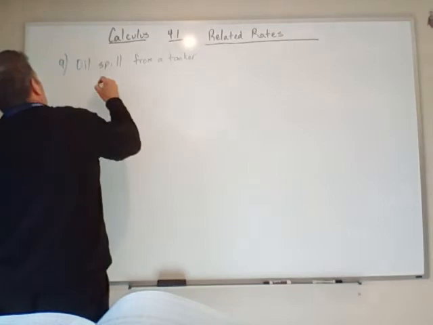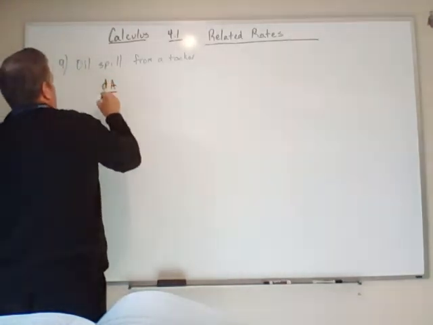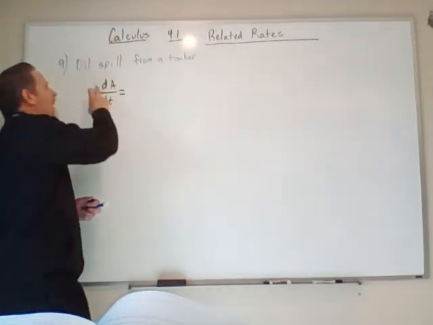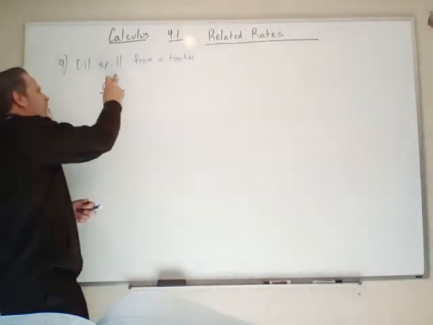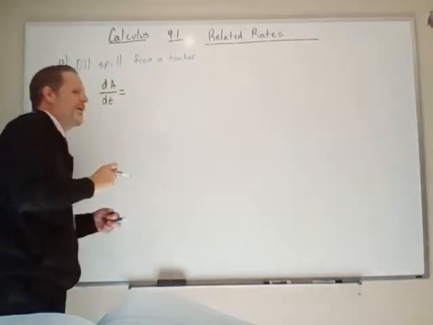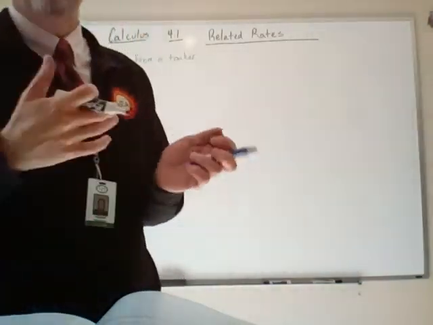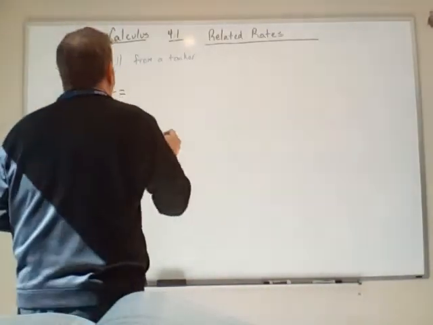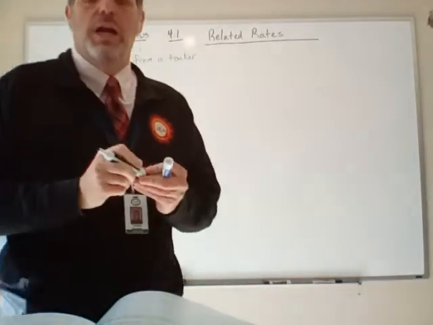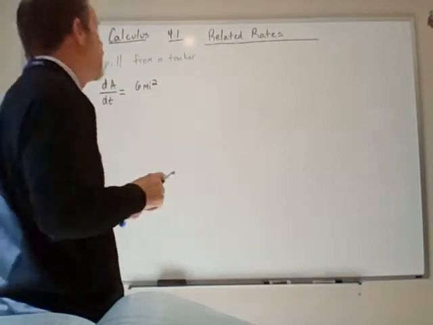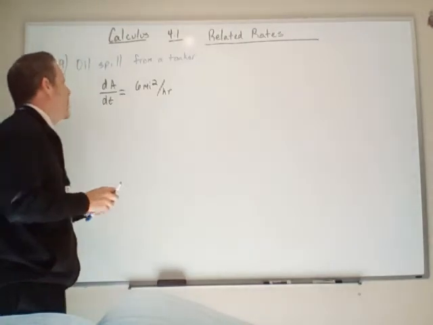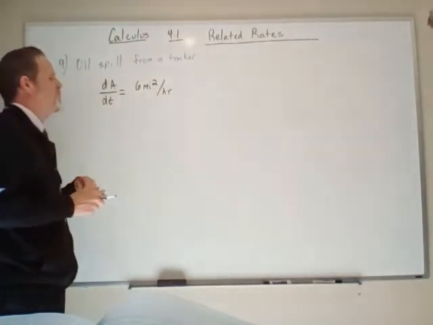So area per time, dA/dt. When we're looking at derivatives this way, if I have dA/dt, the derivative of the area with respect to time, I need a rate in terms of area per time. They gave us that it was 6 square miles, so 6 miles squared per hour. So there is the rate of change of the area with respect to time.